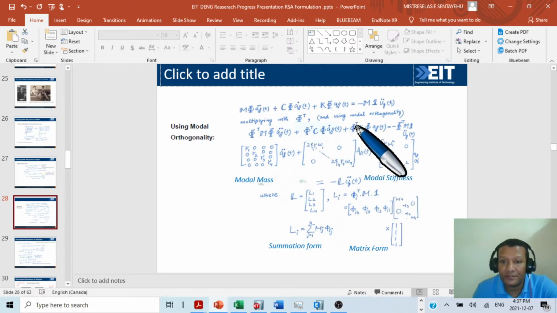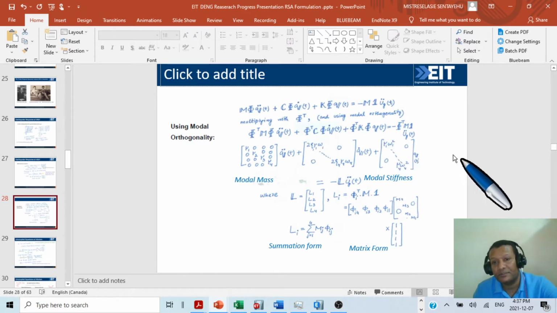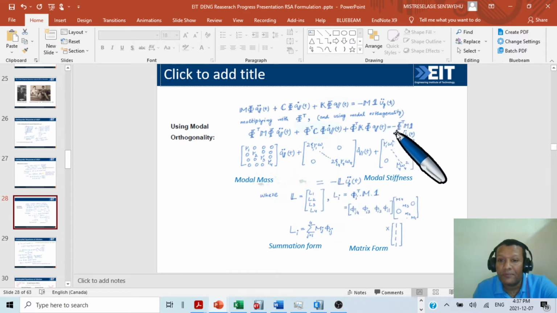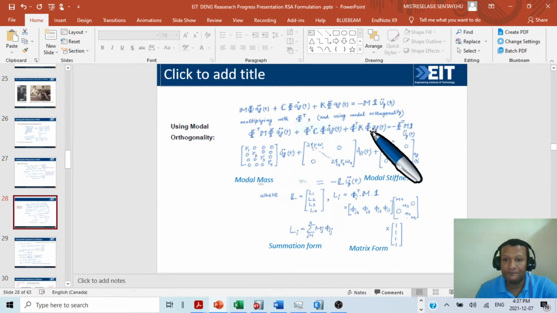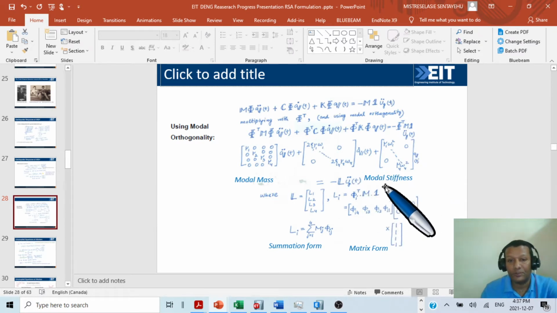Again, this one, phi transpose times k times phi times q(t), is equal to this one. It will give us the modal stiffness. As you can see, modal mass times omega square. So this is equal to minus phi transpose m 1 vector u double dot g. But let's make this one, phi transpose times m times 1, let's make it L. So this equation will become minus L u g double dot(t). This will be modal stiffness.